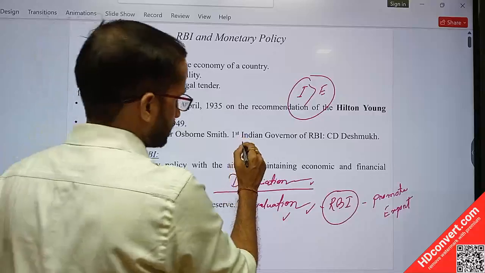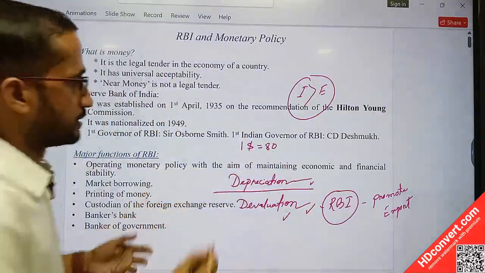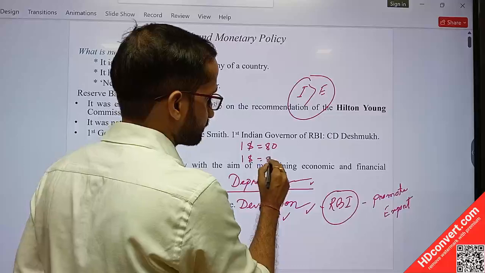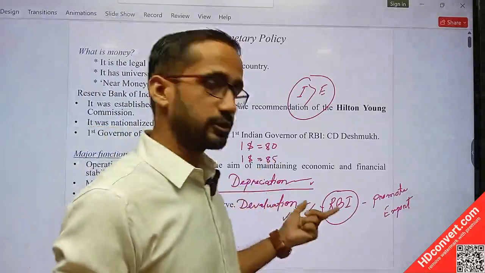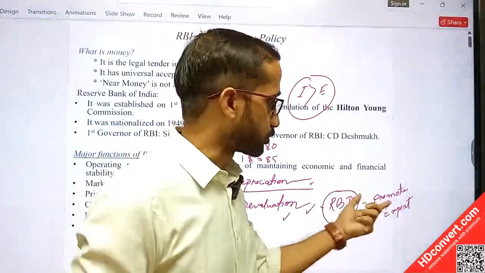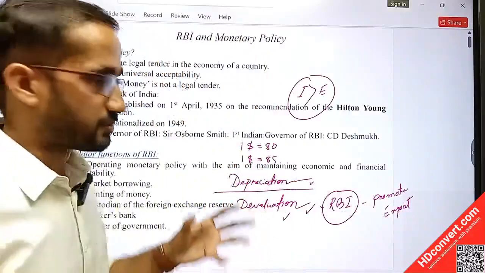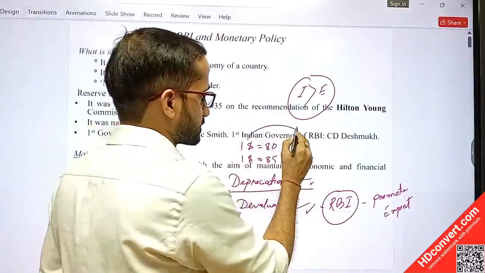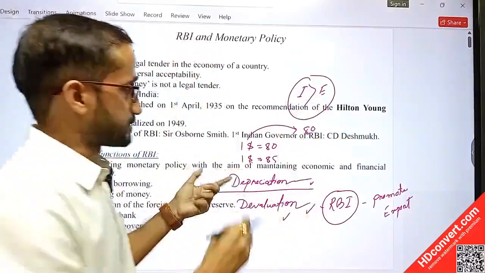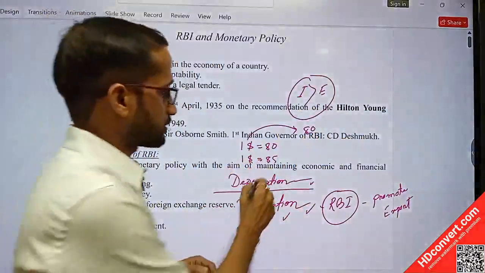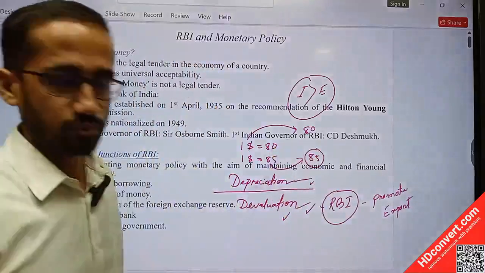So devaluation is done. Suppose now $1 is equal to 80 rupees. When devaluation is done, suppose $1 becomes 85. Why is devaluation done? As I have already told you, devaluation is done purposefully for the short term to promote export. Suppose an Indian company, by exporting $1 to another country, is earning 80 rupees. When devaluation is done, exporting the same product, it will earn 85 rupees. It means there will be more profit to the company.